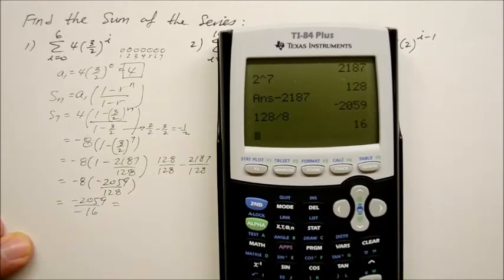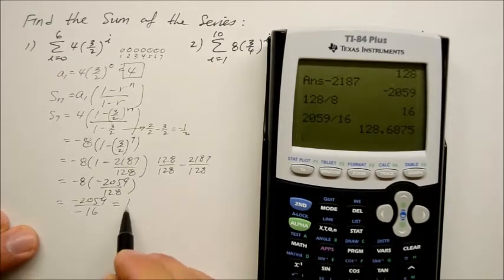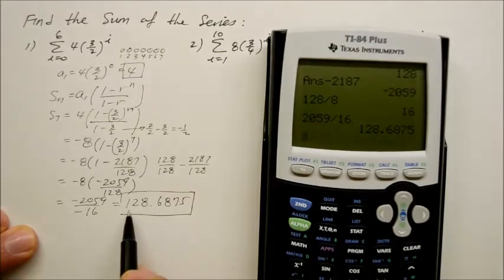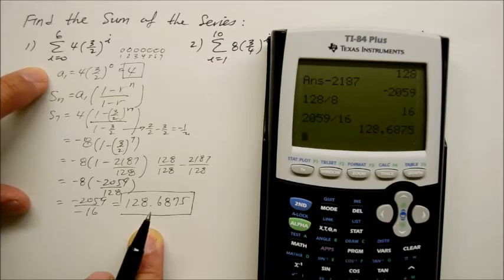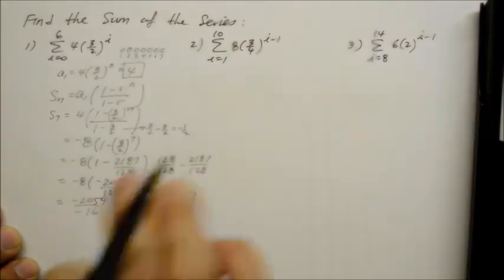And I hope that's divisible. Let's see, 2059 divided by 16. We get a decimal number, 128.6875. And it's a positive value. Or you could just say 128.69 if you like. Okay? But that's the total sum if you were to add a total of 7 terms in this series, starting with the lower limit of 0 up to 6. All right? Now, you try number 2.